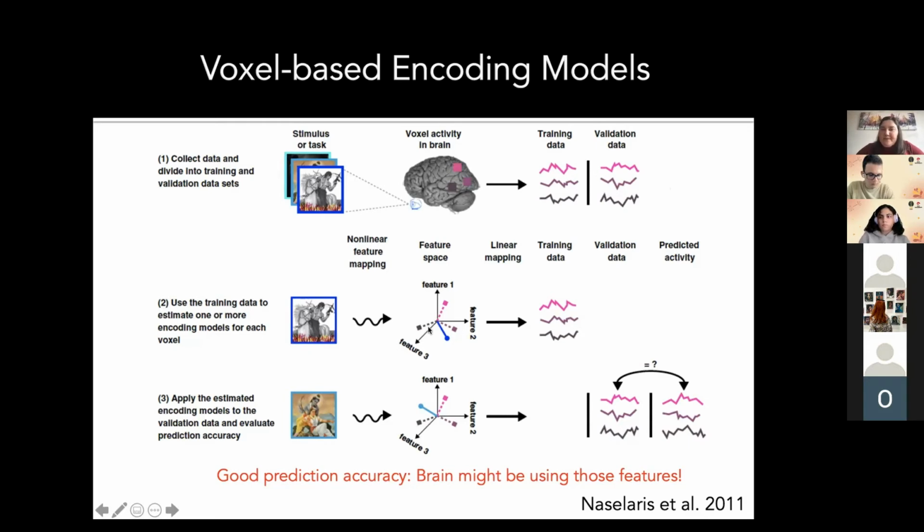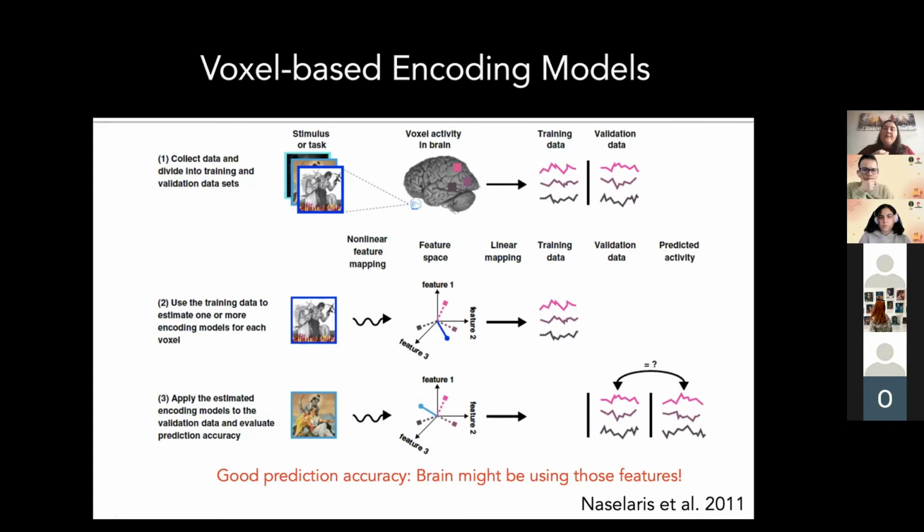Okay, so you have basically some feature representations that correspond to each of the categories that you have built in your model. And then you apply the estimated encoding models to the validation data and evaluate the prediction accuracy of the model. So you basically have your model predictions and you have fMRI data results, and you compare the model prediction with the fMRI data, and you see how good your model is in predicting the fMRI data. And if there is good prediction accuracy, you can say that the brain might be using those features. The brain might be encoding that kind of information there.